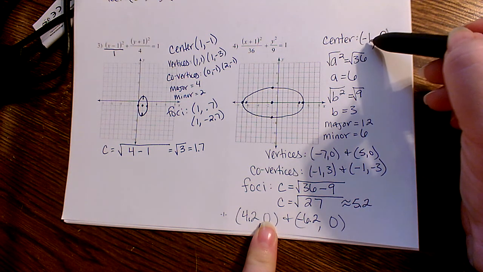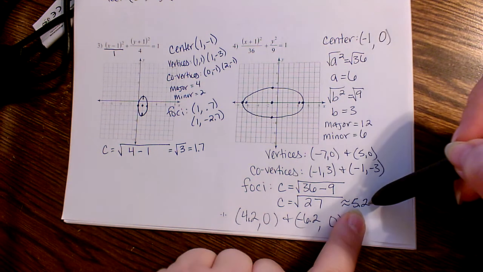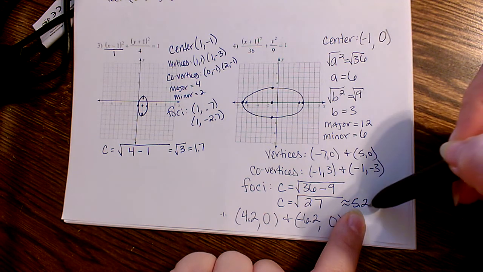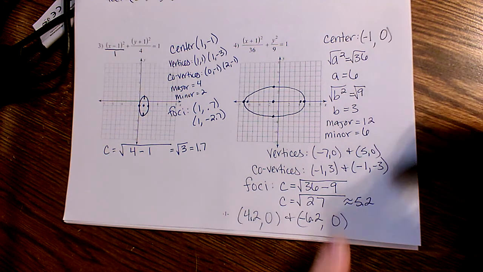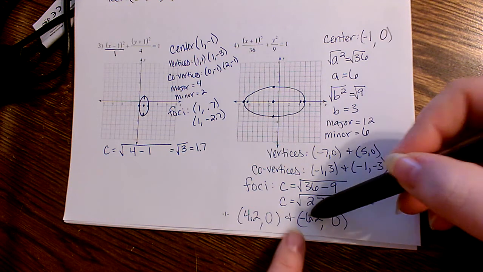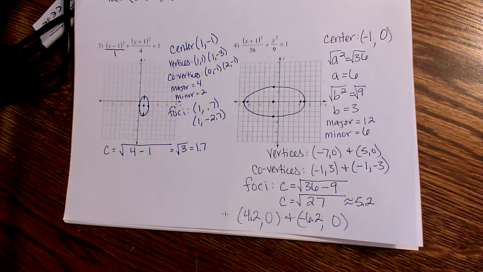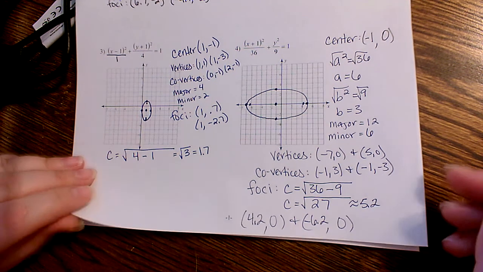The x-coordinate, -1, is what we added the 5.2 to. -1 plus 5.2 gave us the 4.2. Then we took this -1 and subtracted 5.2 to get the -6.2. So that's how you identify all of the fun characteristics and graph an ellipse.